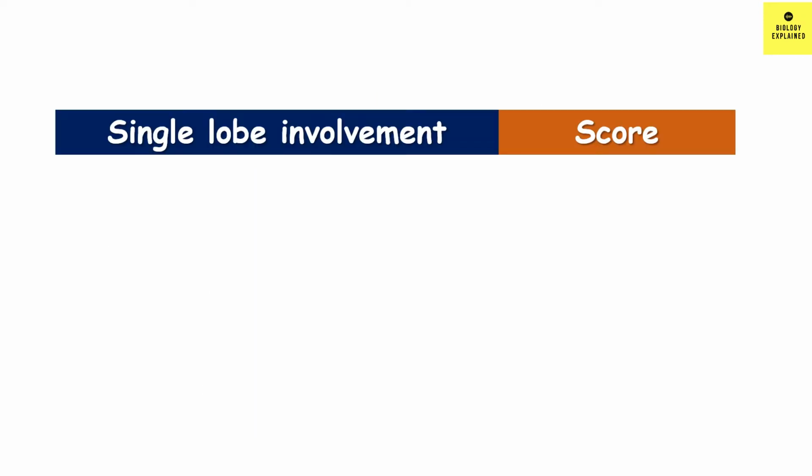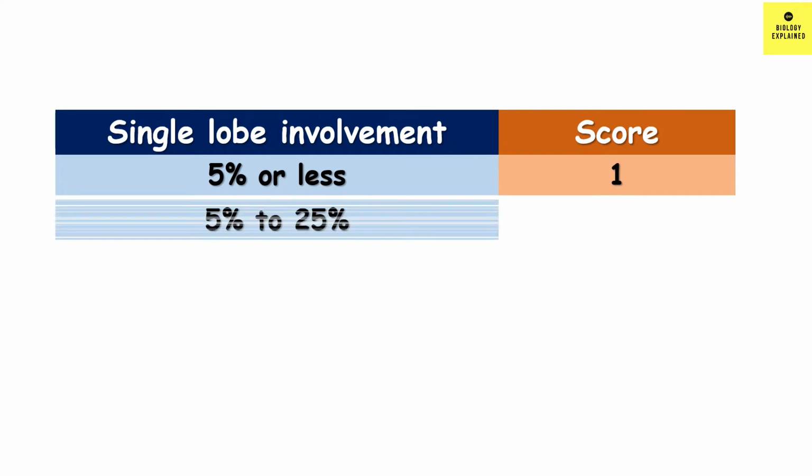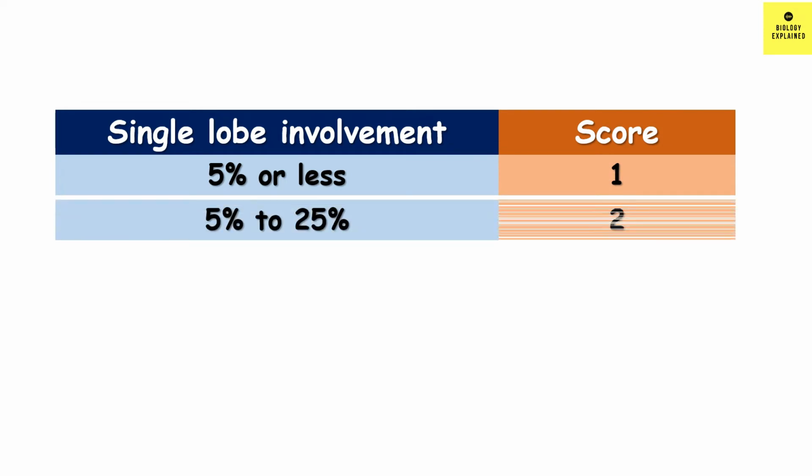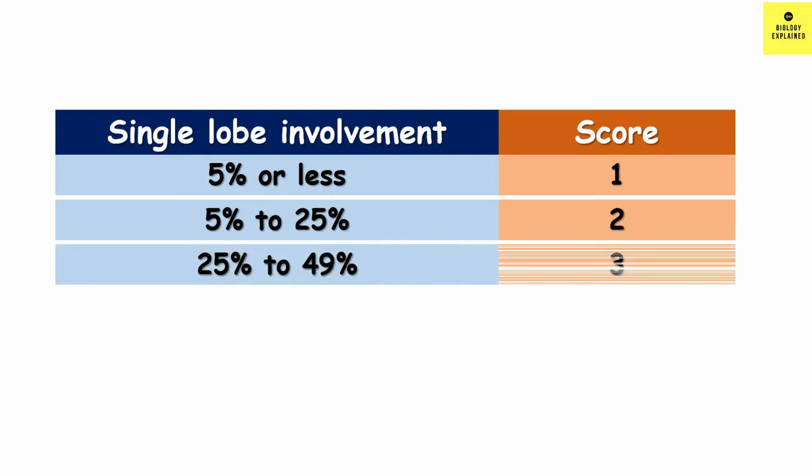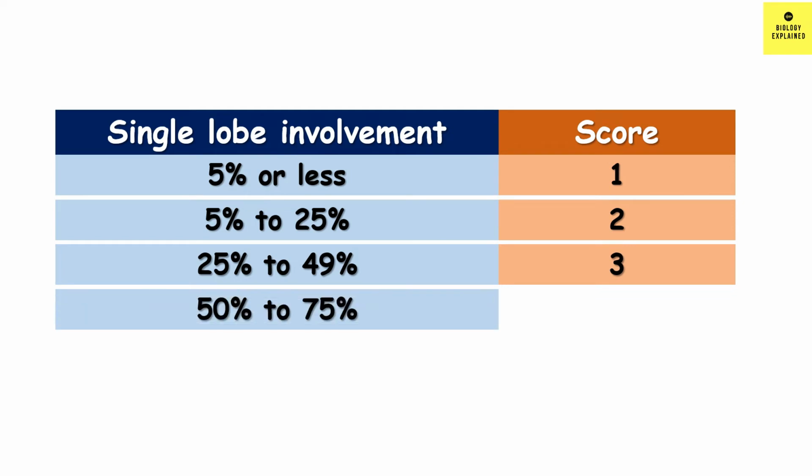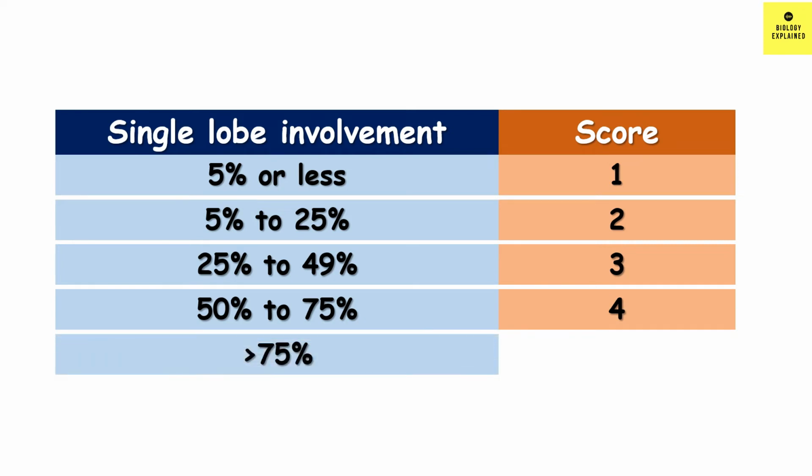Now this table shows the score of a single lobe involvement. That is, depending upon how much lung involvement there is, a score is given to each lobe. For example, if it's 5% or less, then the score is 1. If the lung involvement is 5% to 25%, then the score is 2. If the lung involvement is 26 to 49%, then the score is 3. If the involvement is 50 to 75%, then the score is 4. And if it is above 75%, then the score is 5. And you know, right, the maximum score can be 5.